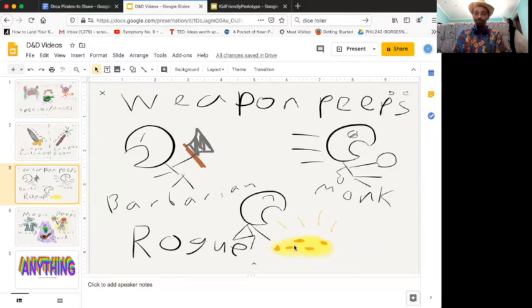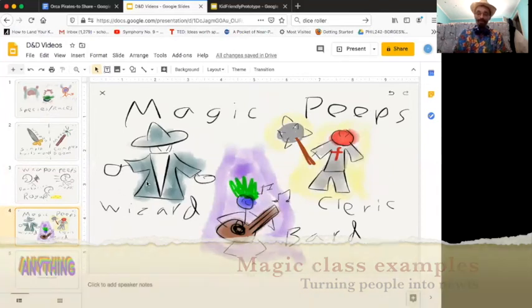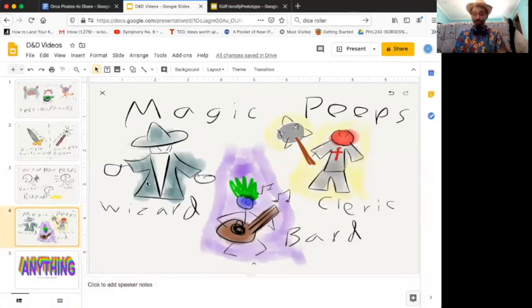It just sort of depends on what you would like your rogue to do, so it's a little bit more of a utility end of things. Then we have the magic peeps, where we have our wizard here, who has access to lots of different magic spells, gets to really focus in, and is known for basically just being the embodiment of what it means to be magic. We have the cleric, who gets their powers from gods.